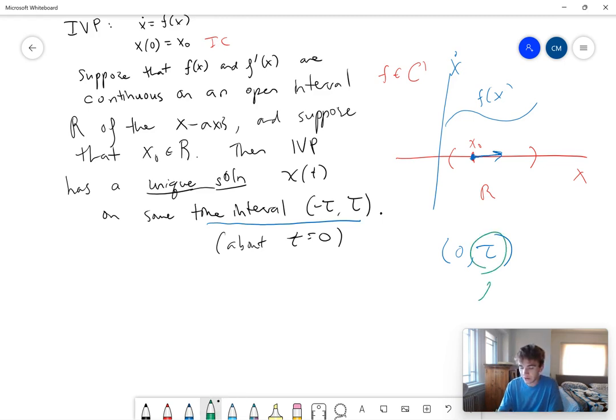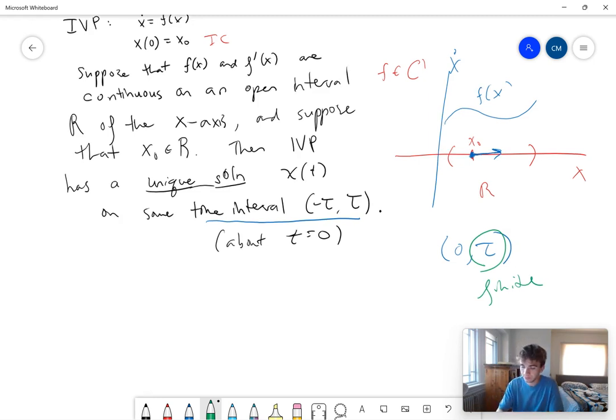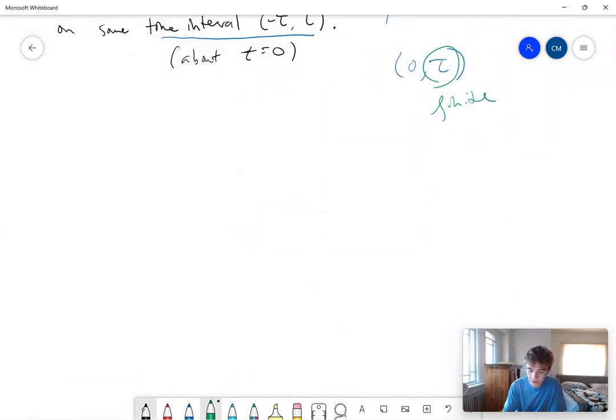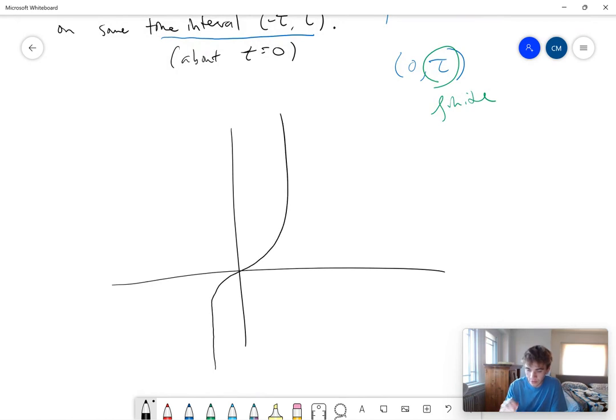So this t is finite. And in fact, if we wait long enough, sometimes we don't have a well-defined solution. For instance, if we have some scenario where our trajectory, here's time, here's x. So if our trajectory, in fact, goes to infinity in a finite amount of time. So this is 4, and we just go to infinity. And we'll see examples of this later on.